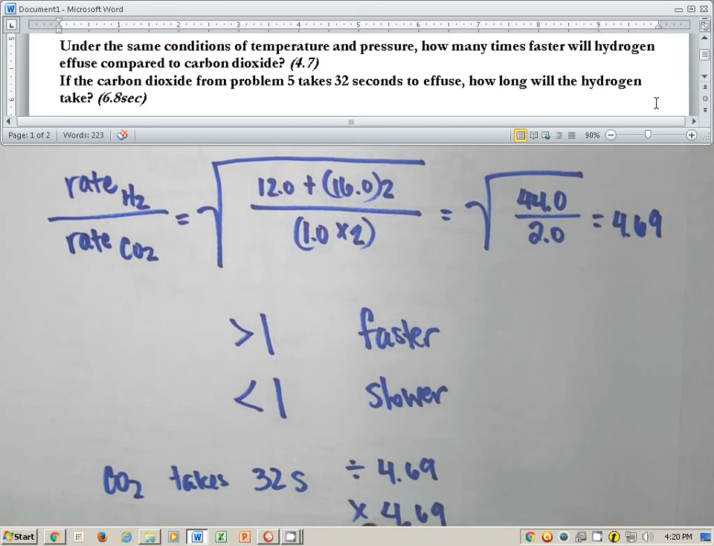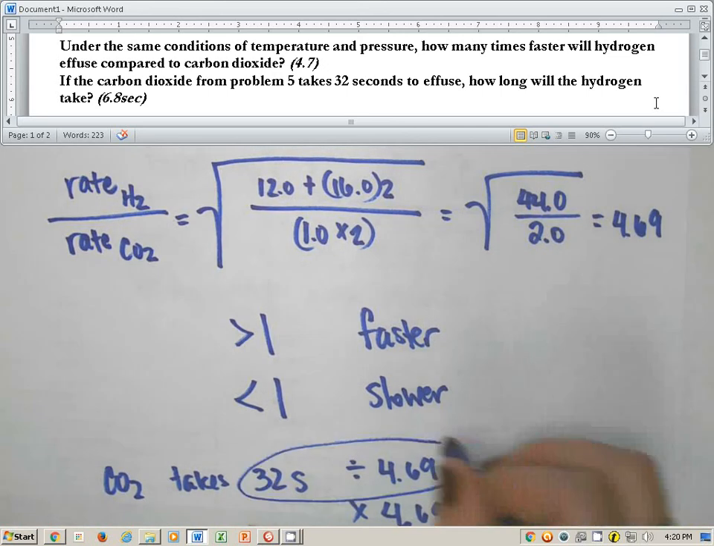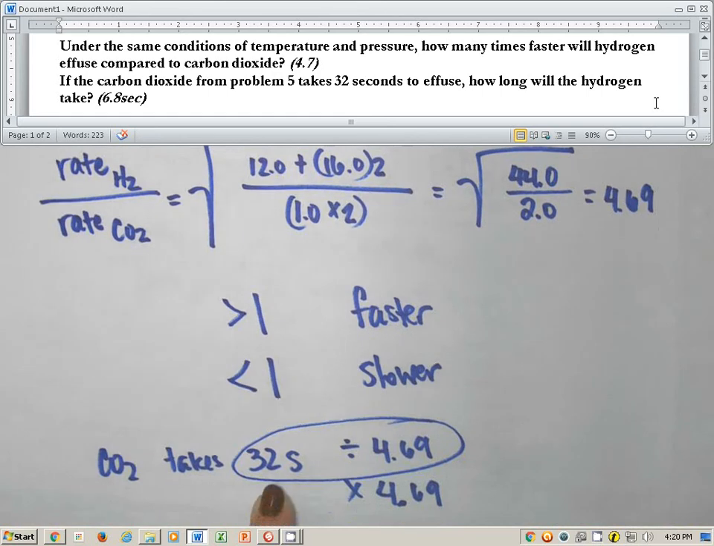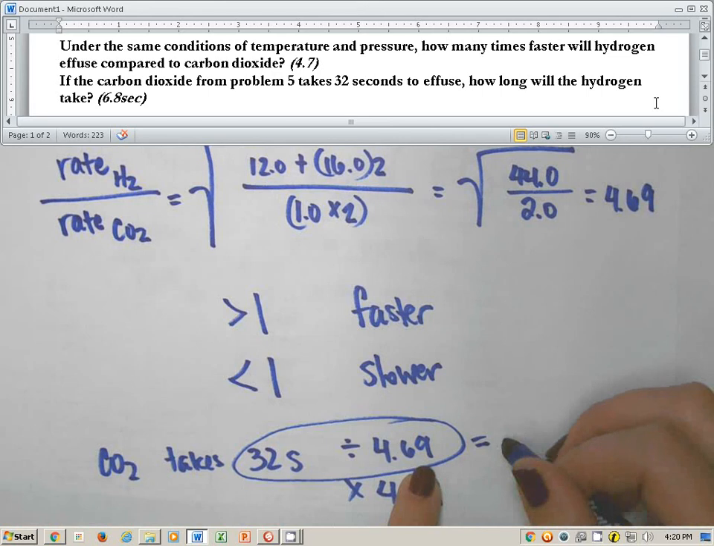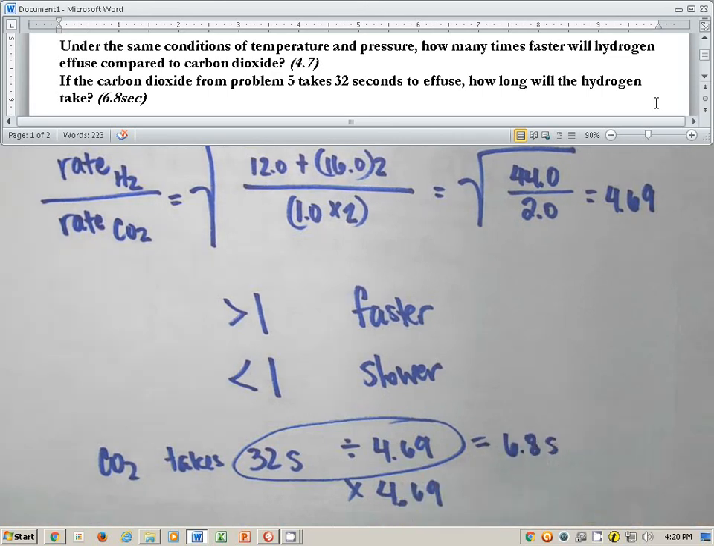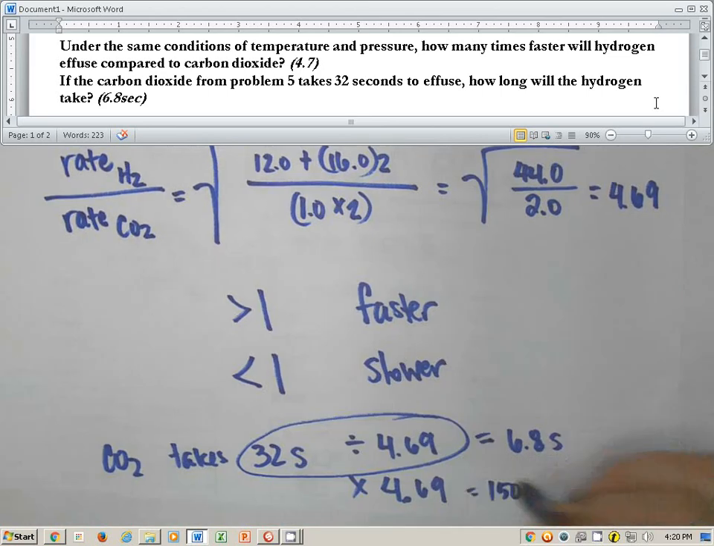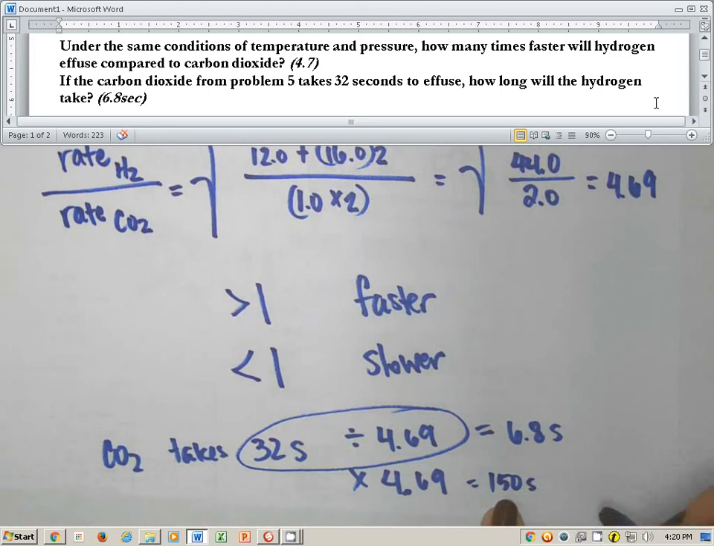Well, if carbon dioxide is my slower one, it should take the biggest amount of time. So that means hydrogen should take less. And the way that I'm going to get less is by taking this road that I just circled. So I'm going to take 32 seconds and I'm going to divide it by 4.69, and that will give me an answer of 6.8 seconds. If by some reason you chose to go the other way, 32 times 4.7 or 4.69 is going to be 150. So if it takes hydrogen that much time, it's not faster, it would be slower. The only one that makes rational sense is this top one right there.